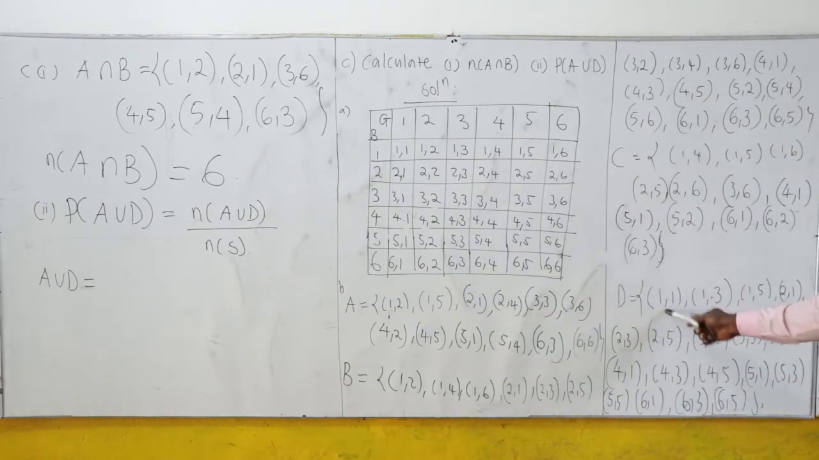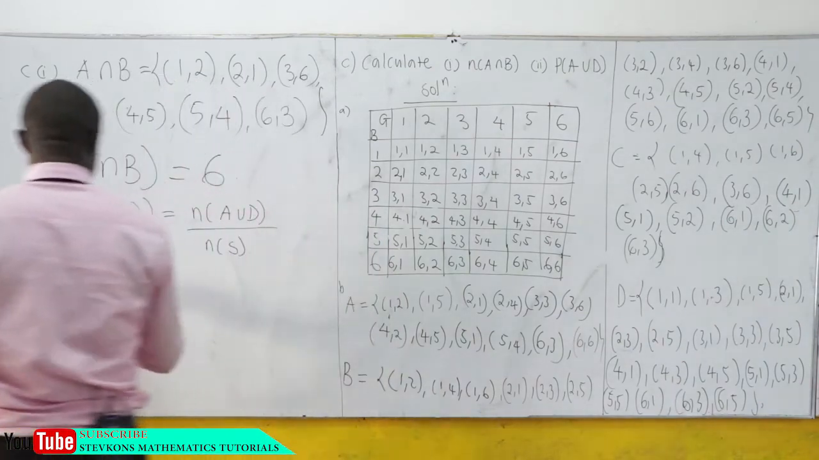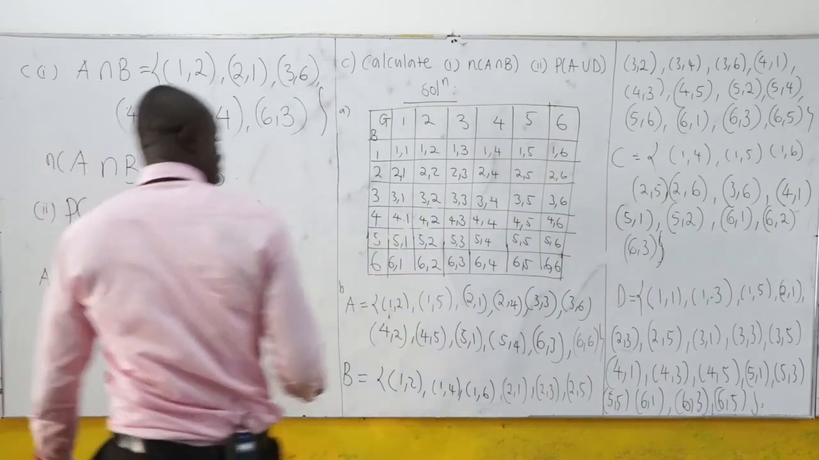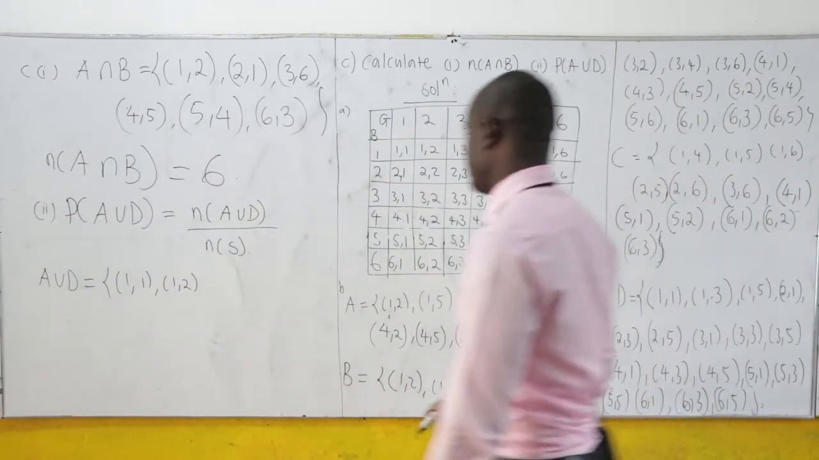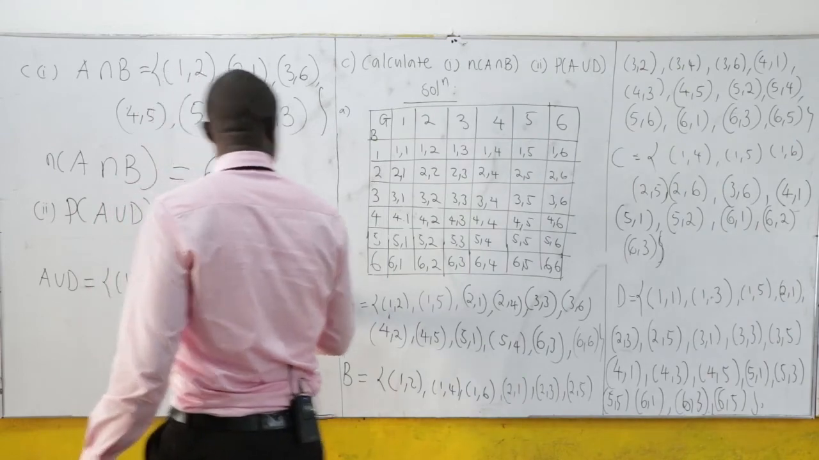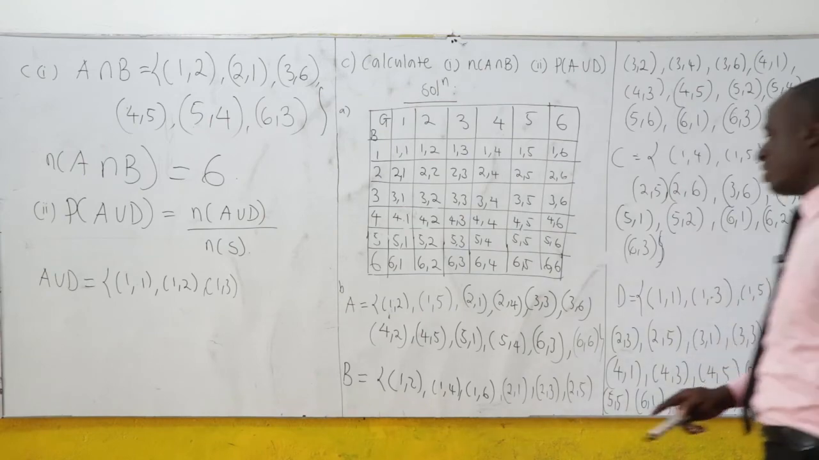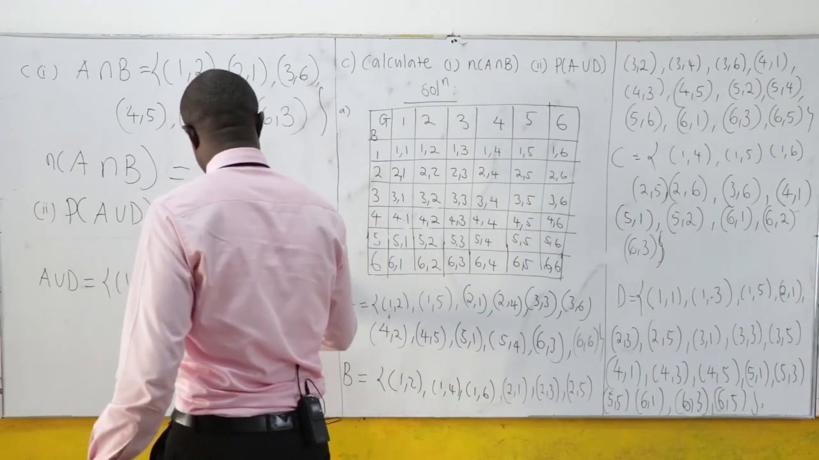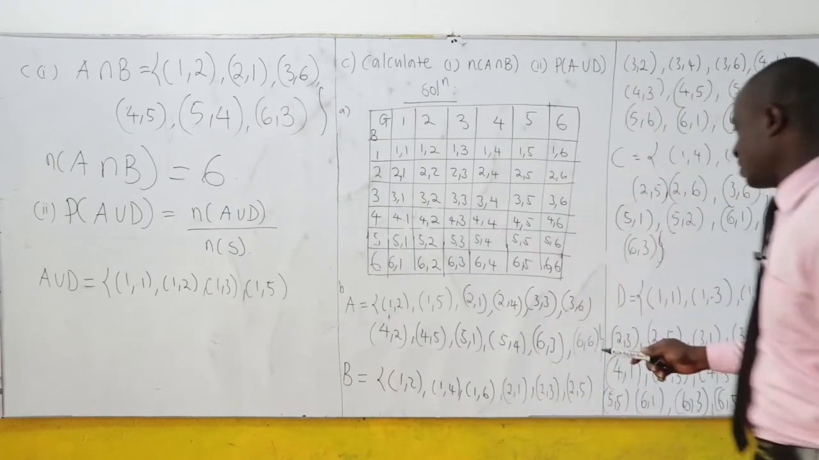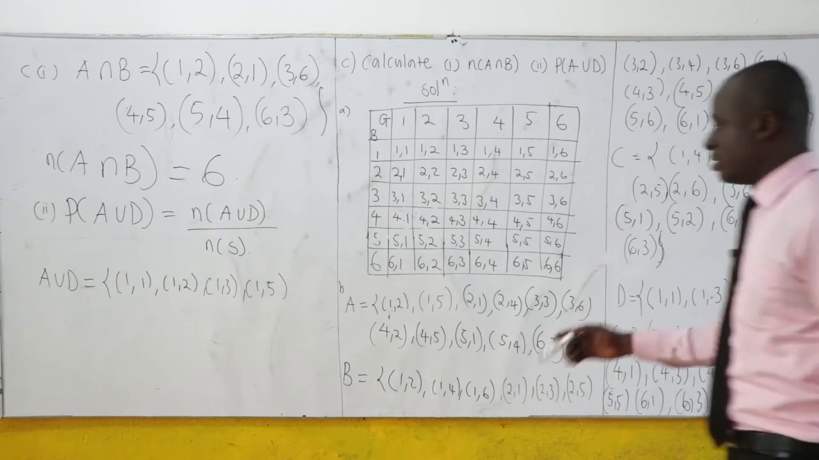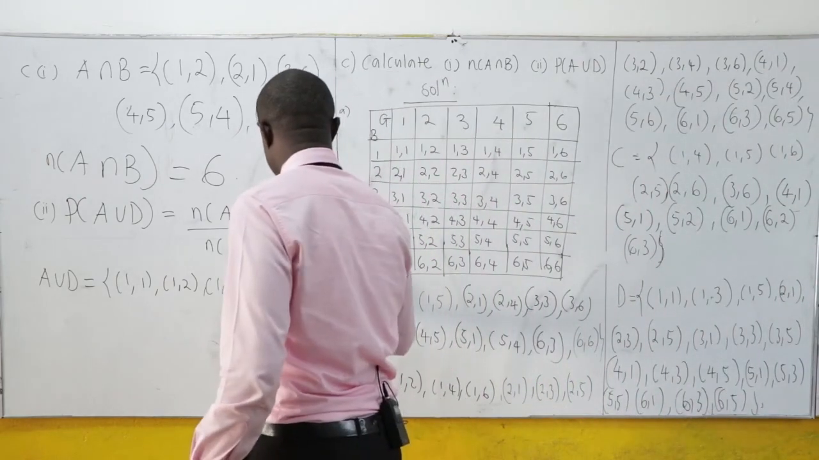So first, 1,1, 1,2. Do you have 1,3? Yes, 1,3. Do you have 1,4? No, 1,4. Then we have 1,5. 1,6: do you have 1,6 here? No. 2,1: yes, so 2,1.